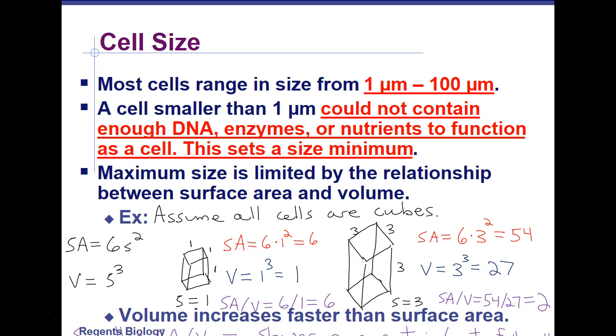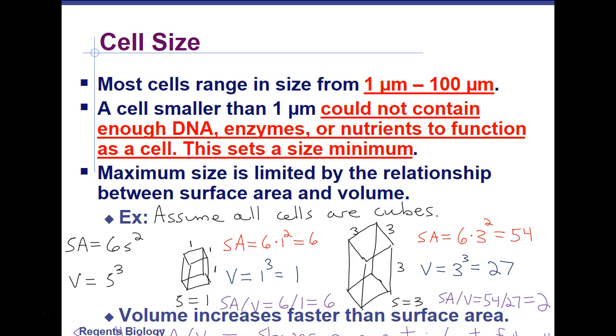Cells do have a range of sizes. You might think, well, cells, they're all small. Yeah, that's true, but there is still a range here from about 1 micrometer to 100 micrometers. There are actually limits, though, on just how small or how big a cell could actually be.